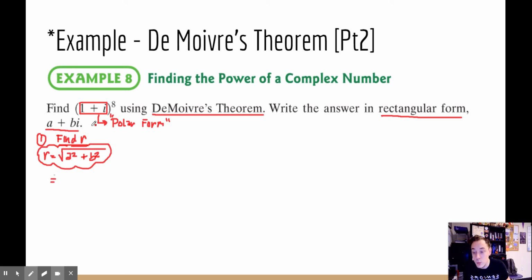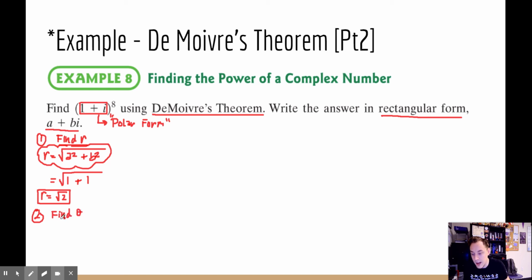So what is my a? My a is 1, so 1 squared is 1. My b is still 1, so 1 squared is 1. So that means my r is simply radical 2. Okay, perfect. This is my r, not my answer, of course. It's not my actual rectangular form of the complex number. It's just radical 2.